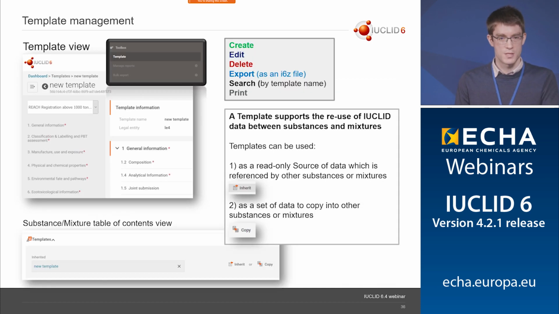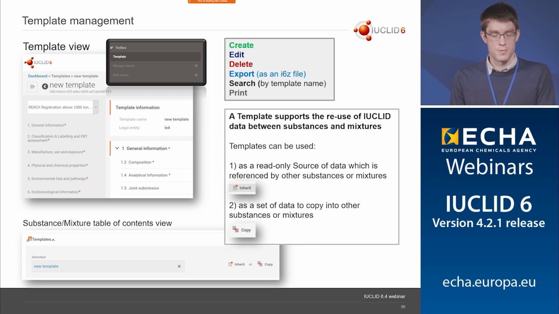We also have for Euclid 6.4 template management. This was already existing in the classic interface, but now it's fully implemented in the web interface. This means that you can fully manage your templates using the web interface, which means that you can create templates, edit templates, delete or export templates. You can search for the templates you have by the template name, as well as print these templates.